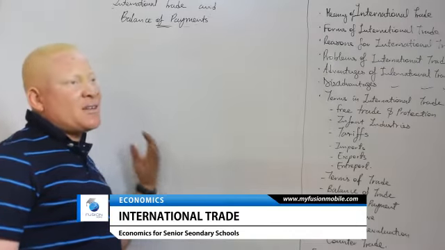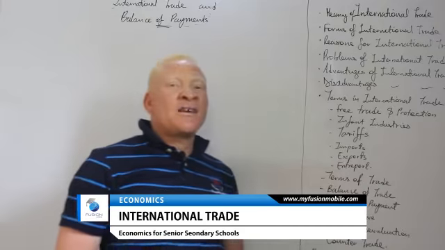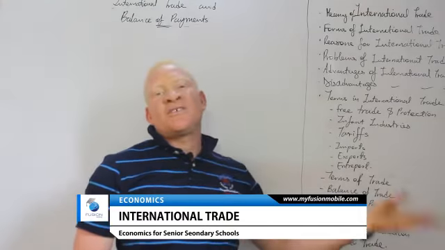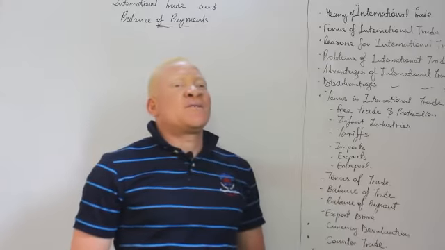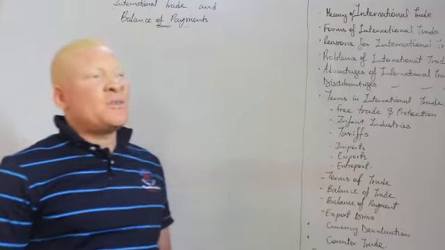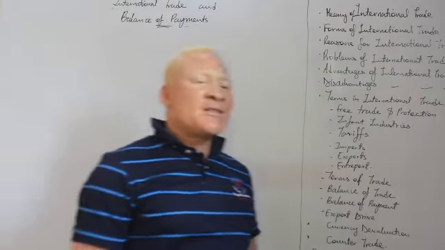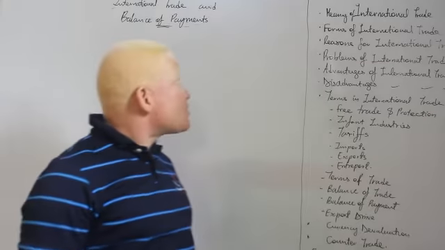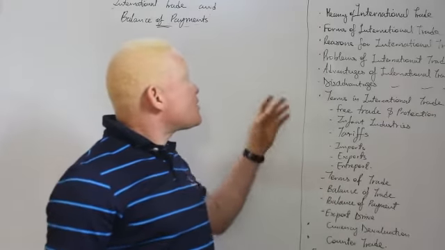International trade is actually what makes the world go round, and what makes nations that do not have get what they cannot produce. Nations that have too much can take it to where they don't have. So in our study session today we'll be looking at different subtopics.